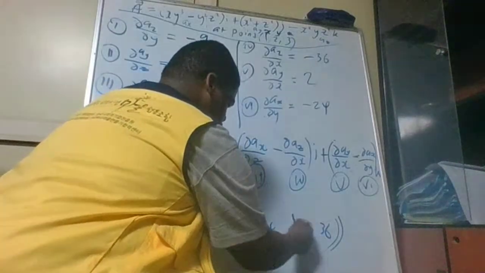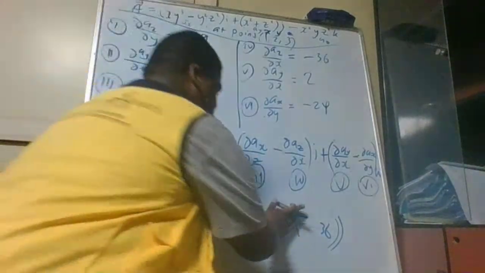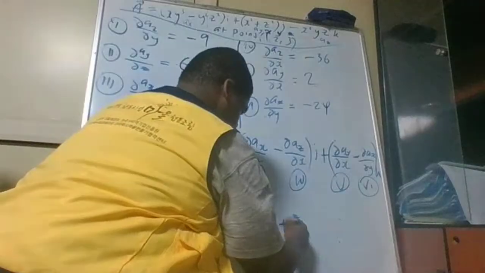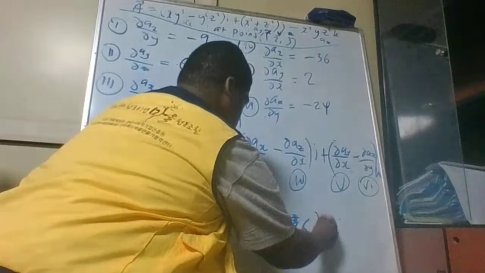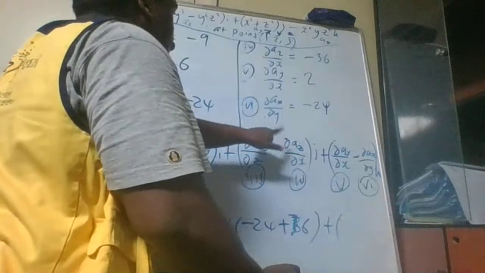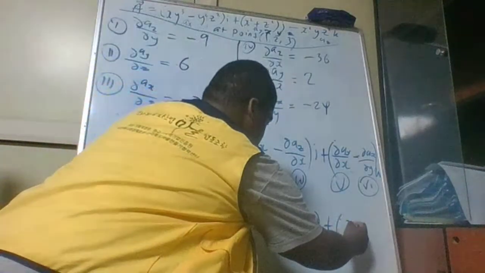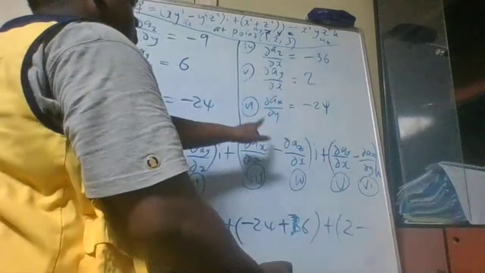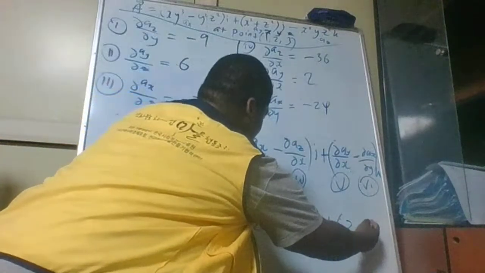So here we have plus. Let me just write down so that I will not take too much space. Plus 36, plus the partial derivative of Ay with respect to x, you have 2. Minus the partial derivative of Ax with respect to y, you have negative 24. Negative and negative, plus 24.